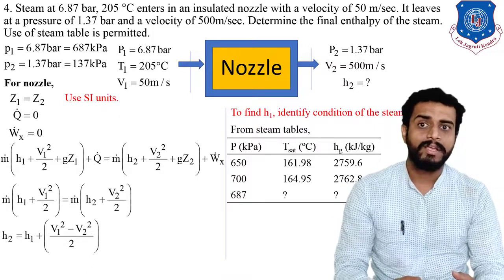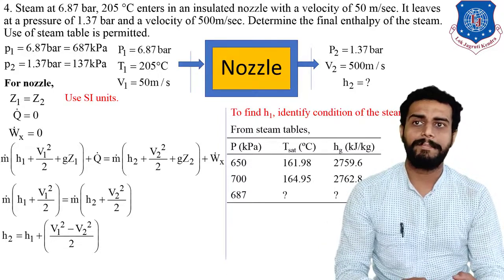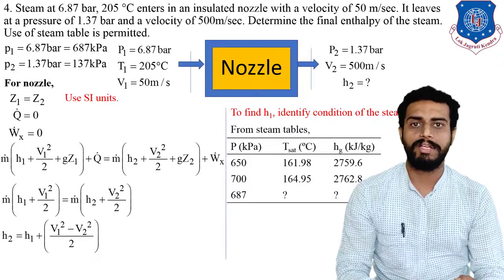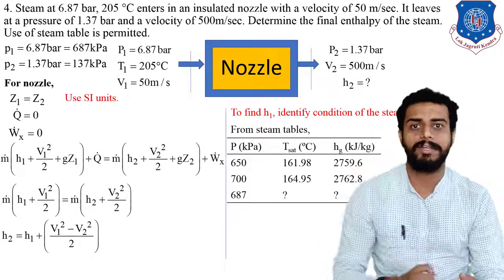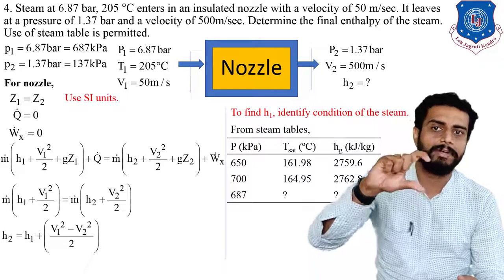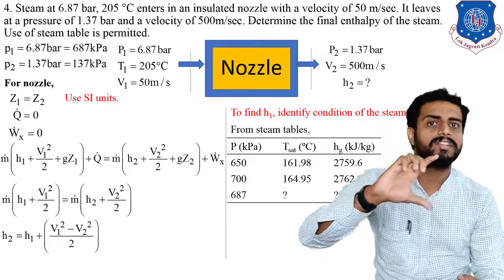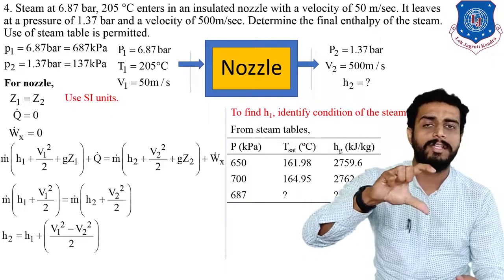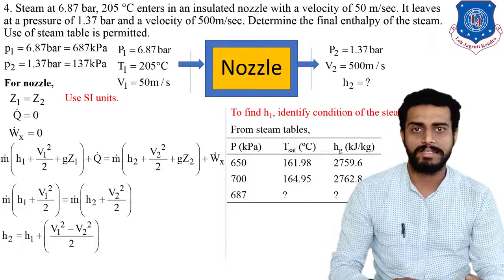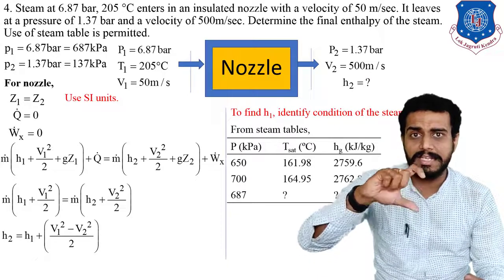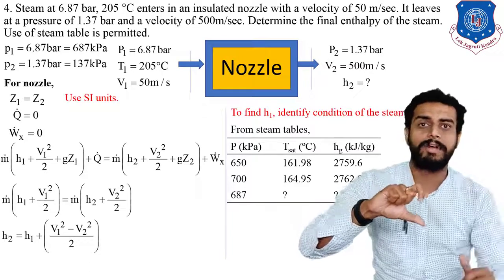Now observe the given temperature at the inlet of the nozzle. The given temperature at the inlet of the nozzle is 205 degrees Celsius. So the given temperature is higher than the saturation temperature, because the saturation temperature will be between 161 and 164, or 161 and 165, and the given temperature in the given data is 205 degrees Celsius.